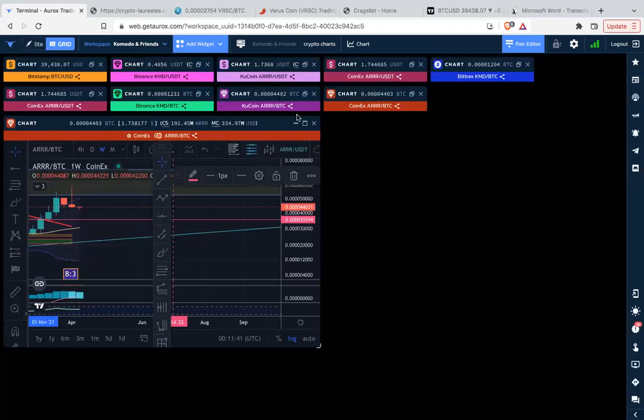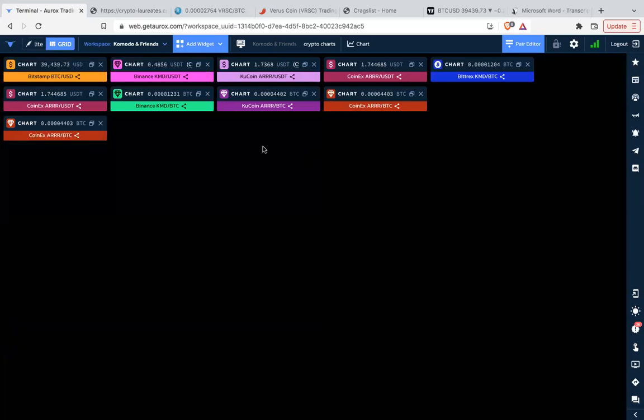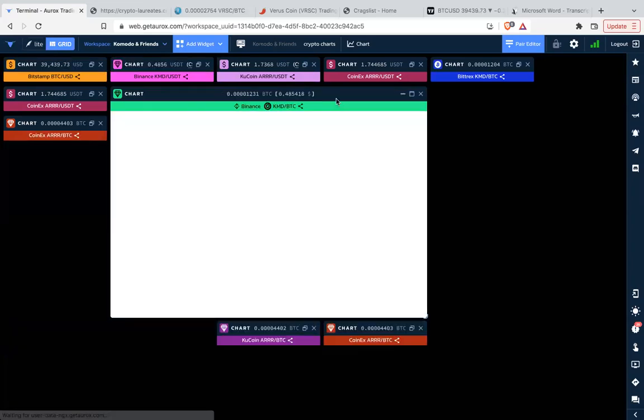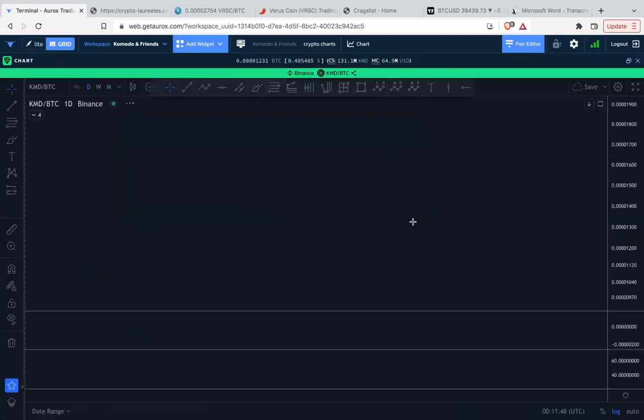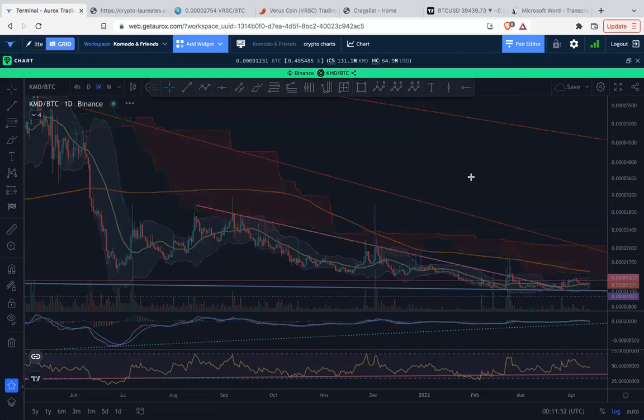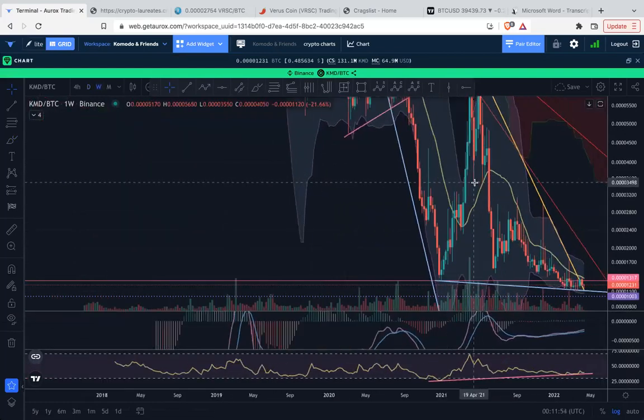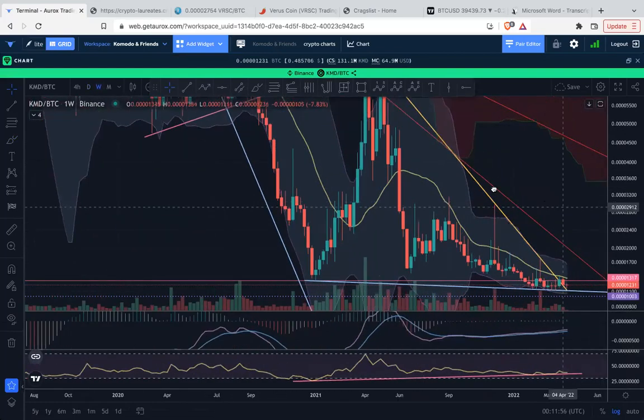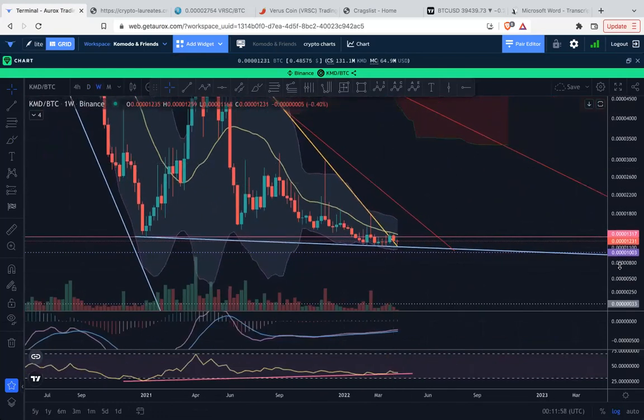All right, done for Pirate Chain. Let's move over to the KMD price chart. Okay, KMD price chart, daily price action. Bollinger Bands are narrowing. The Ichimoku cloud looms ahead above. Could be an interesting time.